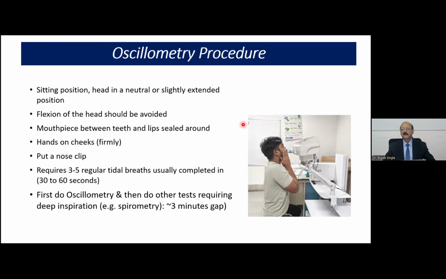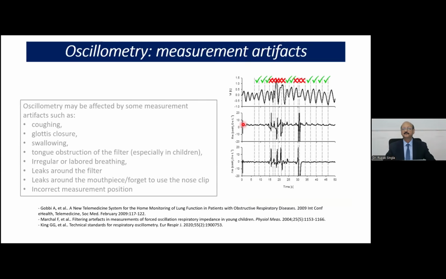Basically, we need 3 to 5 regular tidal breaths, which are usually completed in 30 to 60 seconds. In case we have to do spirometry also, then we should do oscillometry first and then do the spirometry, and there should be a gap of around 3 minutes or so.